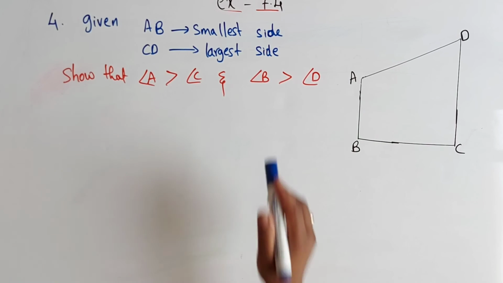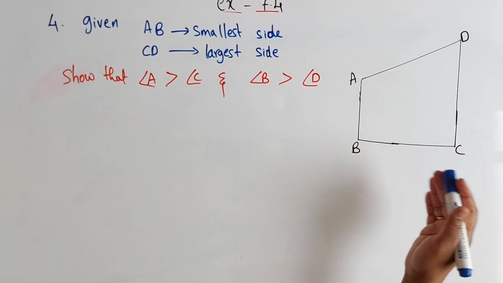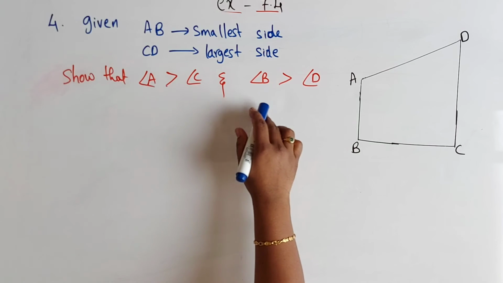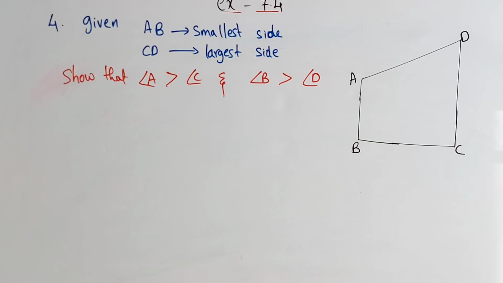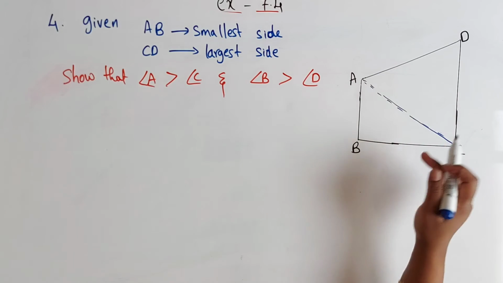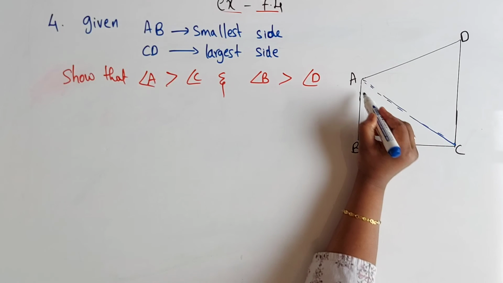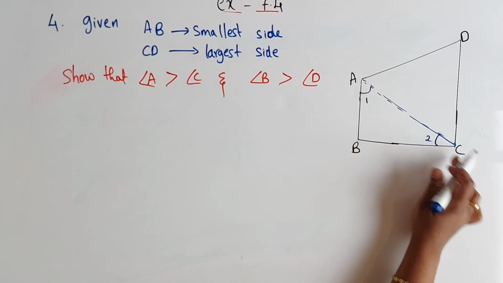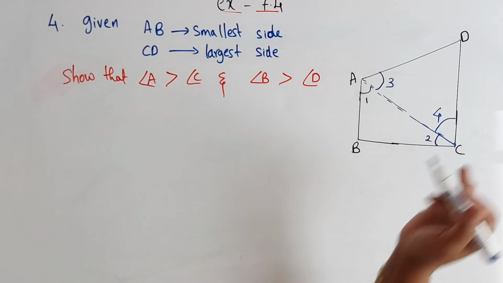Question 4, children. AB and CD are respectively the smallest and longest side of a quadrilateral ABCD. Show that angle A is greater than angle C and angle B is greater than angle D. This is the smallest side and this is the largest side. Let's join A and C, children. So here you can see one triangle and here another triangle, right? Now name the angles also: angle 1, angle 2 for this triangle, and angle 3 and angle 4 for the other triangle.